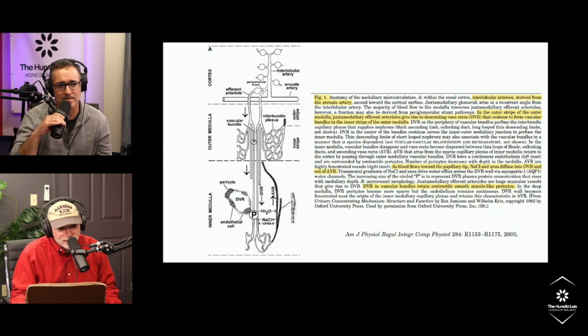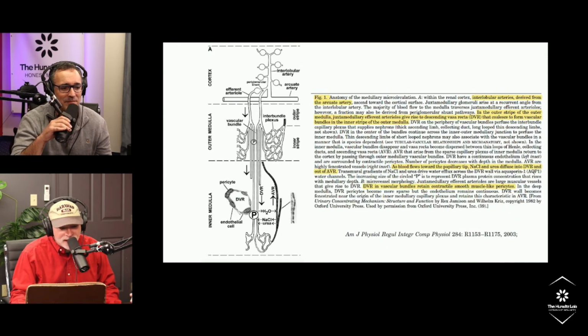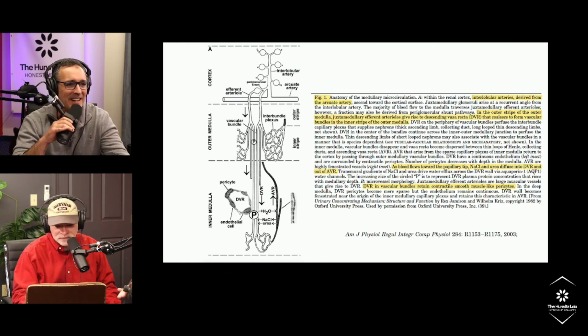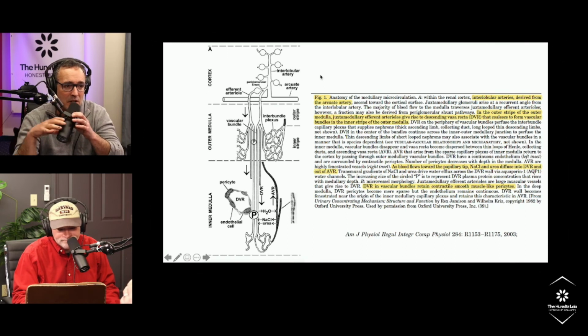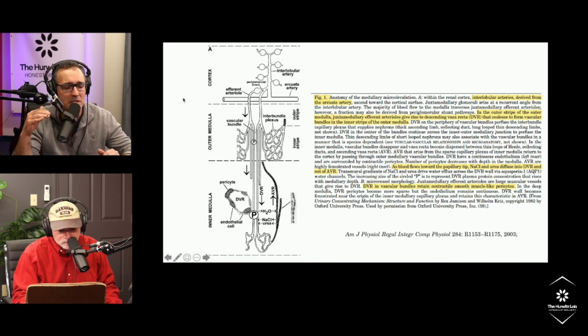So here's a favorite diagram. Oh, this is a great diagram. Okay, and I can hardly see it, so why don't you go ahead? When I look at this diagram, there's a couple of things with it. First, it nicely breaks out cortex, outer medulla, which it breaks down into the outer stripe and the inner stripe, and then the inner medulla.